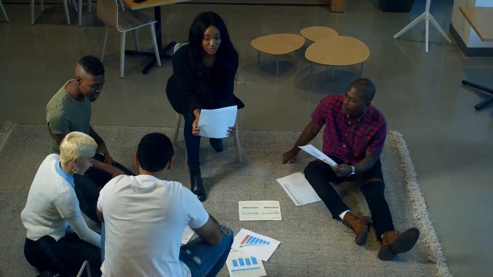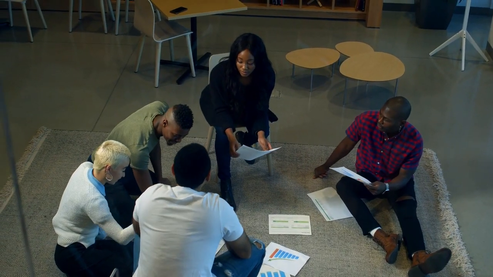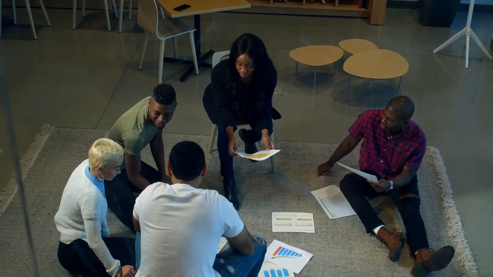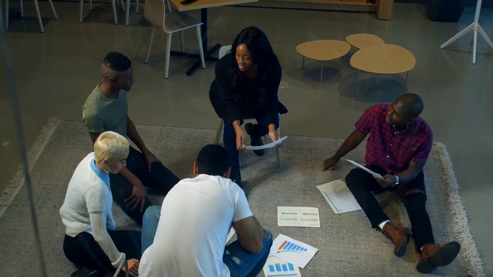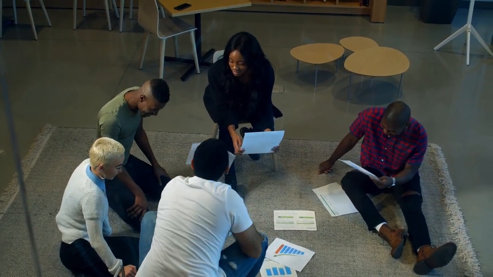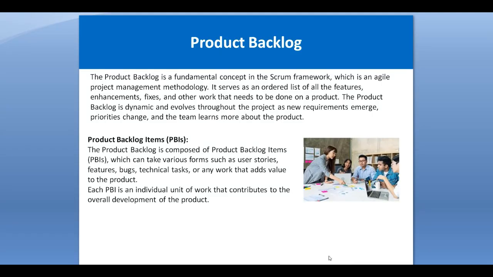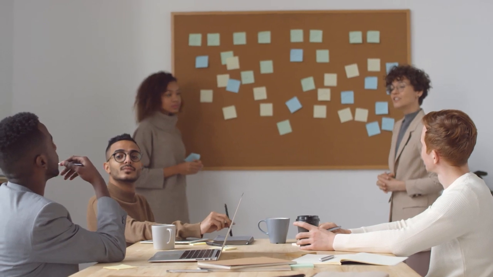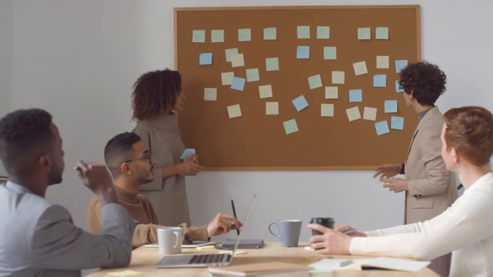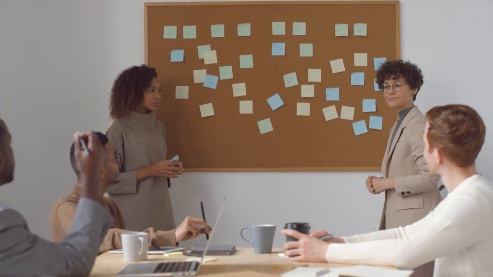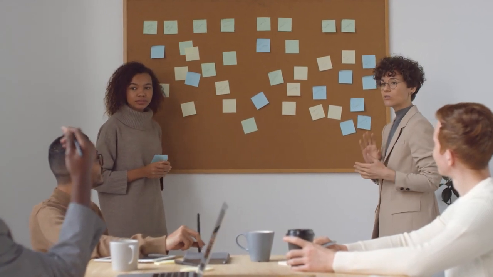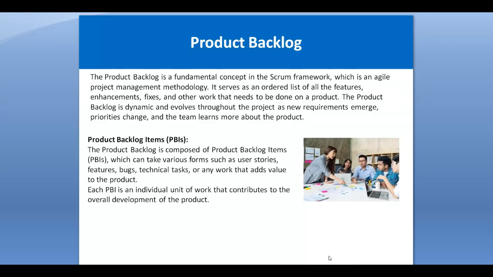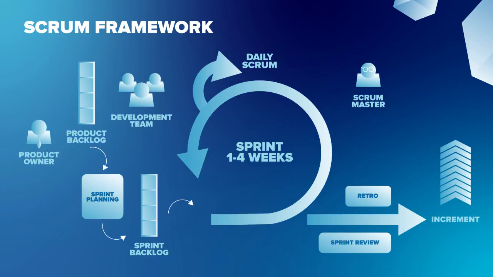It is basically the concept of divide and rule, meaning that rather than focusing on the whole thing, we divide the work and focus only on the chunks which we are going to deliver to the customer. So with each sprint, with each chunk, things are completed, and at the end everything is delivered to the customer. The product backlog is basically the set of features, requirements, enhancements, fixes, and the work that needs to be done on a product.